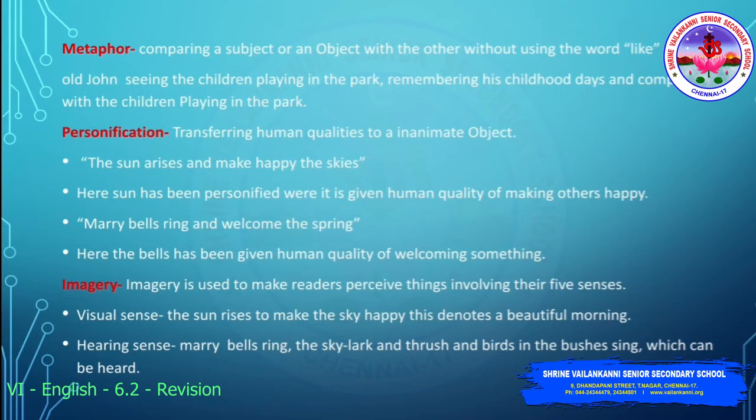Next, imagery. Imagery is used to make readers perceive things, that is to feel things, involving their five senses. Here we found two senses, visual and hearing. Visual sense: the sun rises to make the sky happy, which denotes a beautiful morning that you can see. Next, hearing sense: merry bells ring, the skylark and thrush and birds in the bush sing, which can be heard.